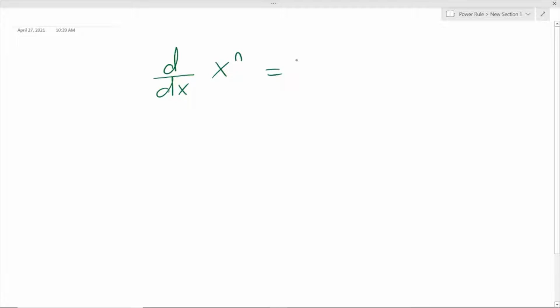It will basically become, this n will be moved to the front, okay? So it will look something like this. The x is here, the n moves to the front like this, right? It's being multiplied to the x. And then we also copy the n, but we subtract 1 from the exponent like this. So this basically tells us how to find a derivative of this form.